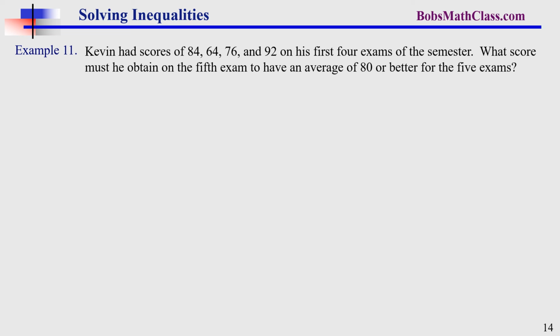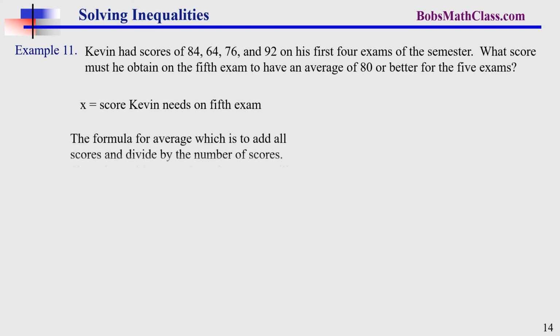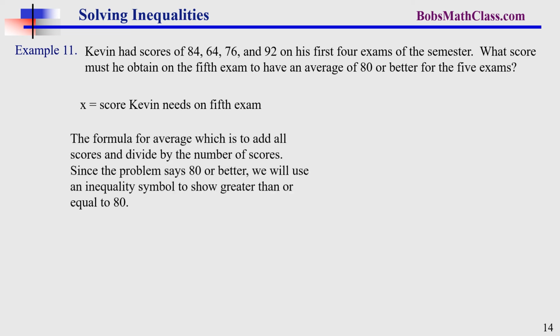So we're looking for what he needs on the 5th exam. That's going to be our x. So x equals the score Kevin needs on the 5th exam. That's one of the steps in word problems, is always let x be whatever you're looking for. Okay, so we're talking about average. How do we find an average? We add all the scores and divide by the number of scores.